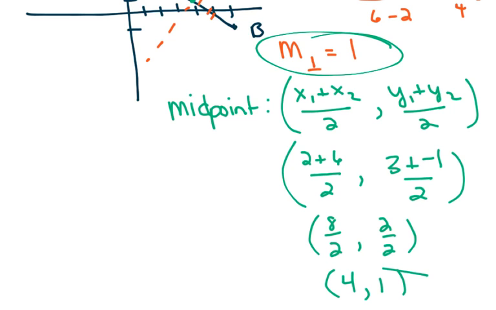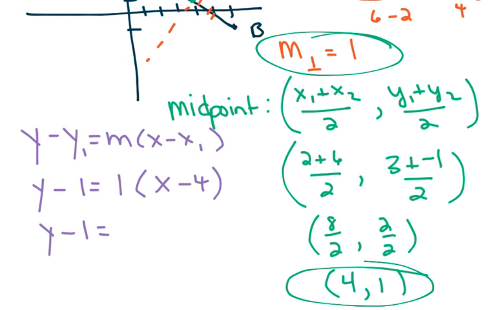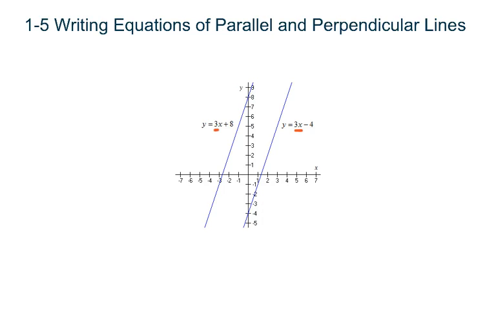Well, I know the slope. I know a point on the line. I can now find the equation of that line. And the easiest way to do it is to use point-slope form. So y minus 1 is equal to 1 times x minus 4. When you distribute the 1, you just get x minus 4. And then you add the 1 and you get x minus 3. This is the slope-intercept equation of that line. And that is the important information from section 1.5 on writing equations of parallel and perpendicular lines.